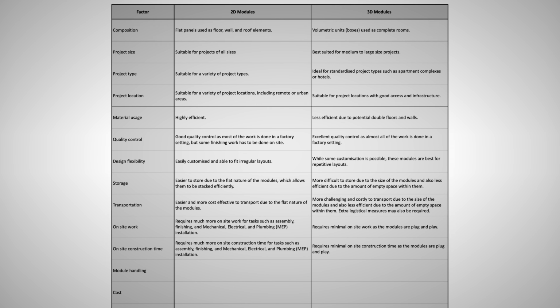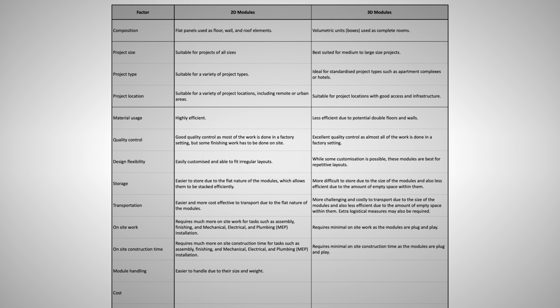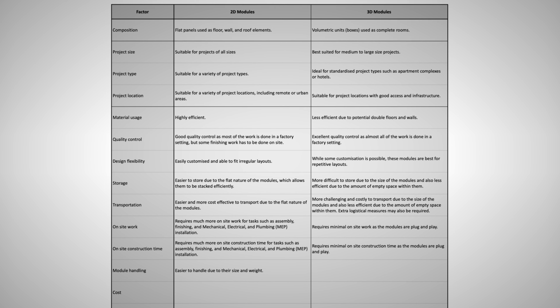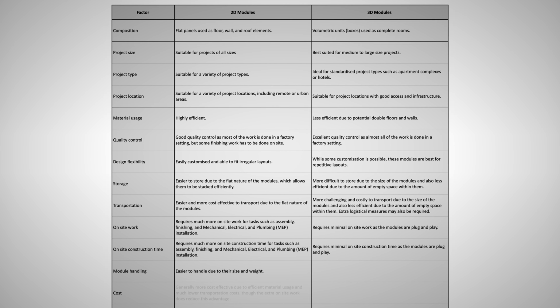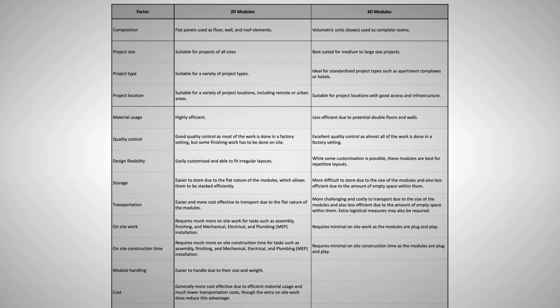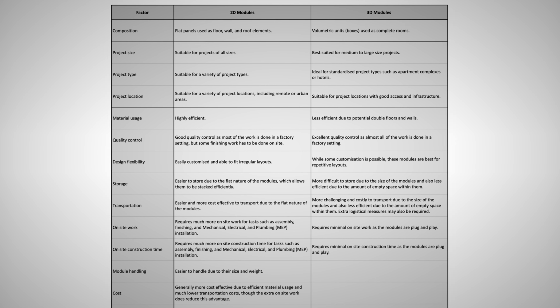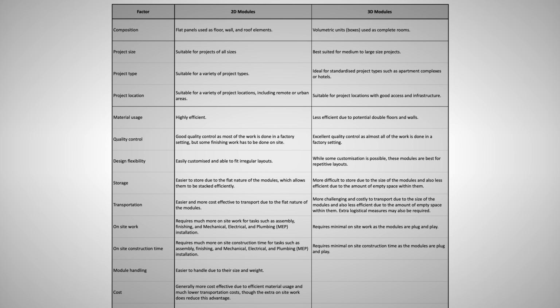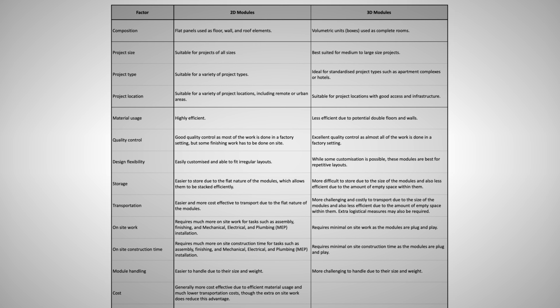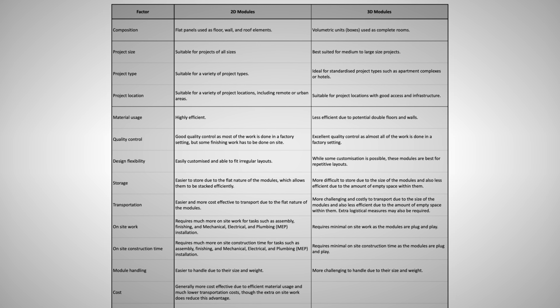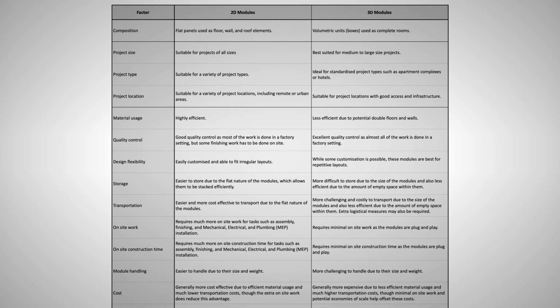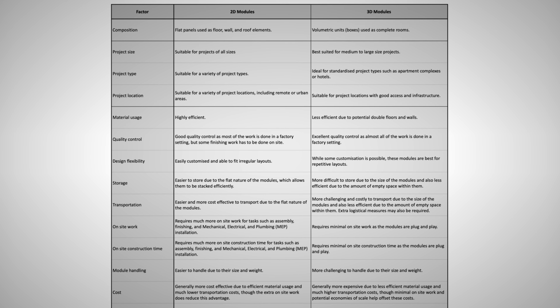In terms of module handling and cost, 2D modules are easier to handle due to their lighter weight and smaller size. They are generally more cost-effective because of efficient material usage and lower transport costs. While 3D modules are heavier and costlier to transport, they offer reduced on-site labor costs and economies of scale in large projects. Finally, let's touch on structural integrity and adaptability.